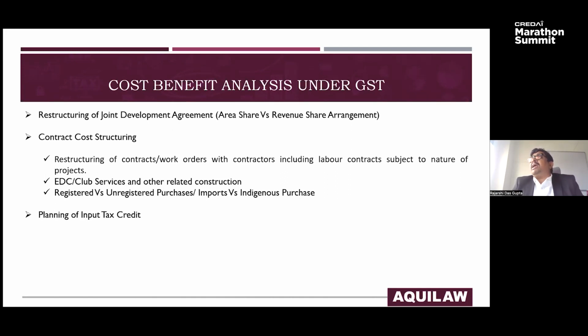Now, let's say I construct a major club for which I take club membership. I would rather have the construction of the club completely separated, because a club membership attracts 18% GST and not 5%, which has credit. So under such circumstances, my eligibility to credit in these places becomes higher. I might have a more cost efficient model in my development.